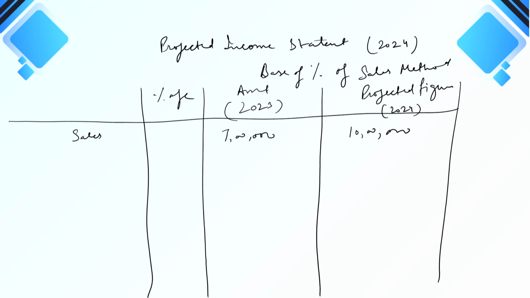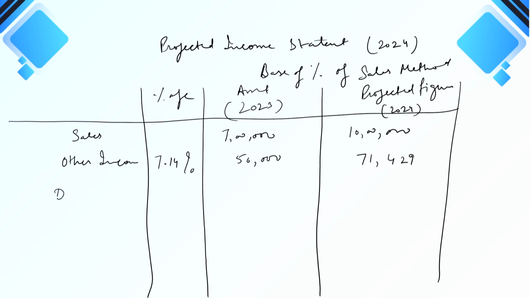So going with the items which are given as it is in the question, we take up the other income, which was given as 50,000. If we calculate the percentage, it will become 7.14% of the sales of the year 2023, and we compute it for 2024, so it comes to 71,429 as an approximated figure.